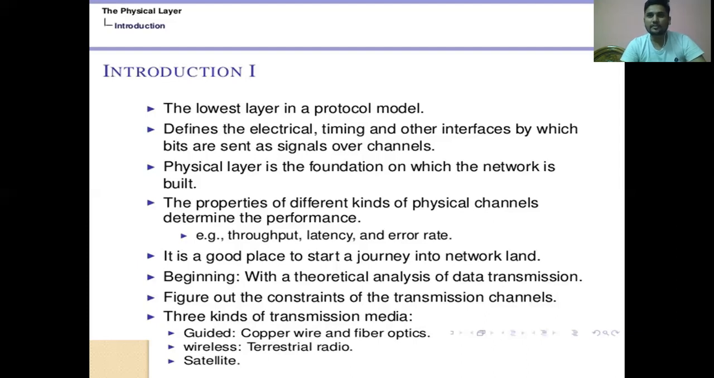To transmit data from one device to another device, a medium is required. First, you have to establish a connection between the sender and the receiver. Then only is data transmission possible from the sender to the receiver. So how is a physical connection established? That will be discussed here in three ways. There are three possible ways of connection establishment. One is guided transmission media. The second one is unguided transmission media. The third one is satellite.